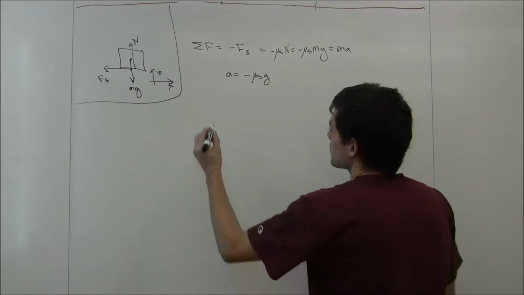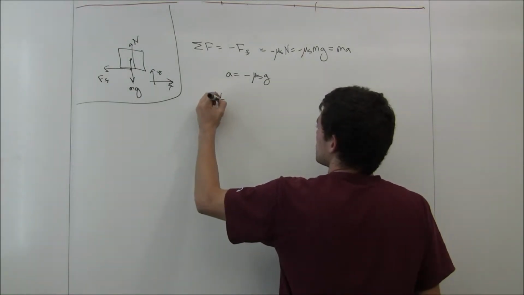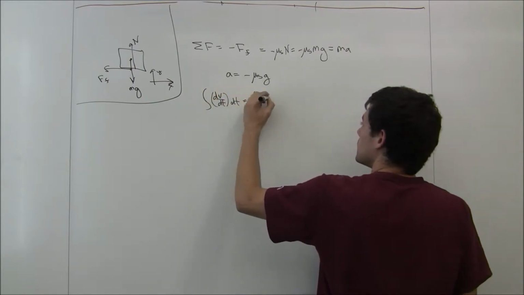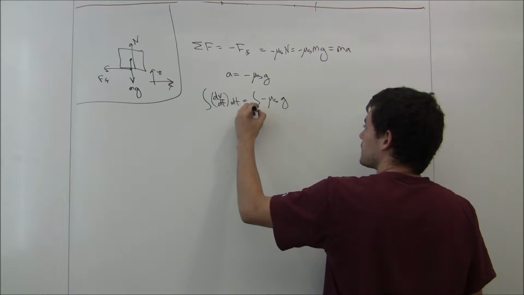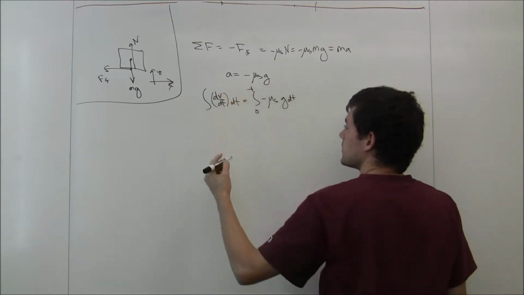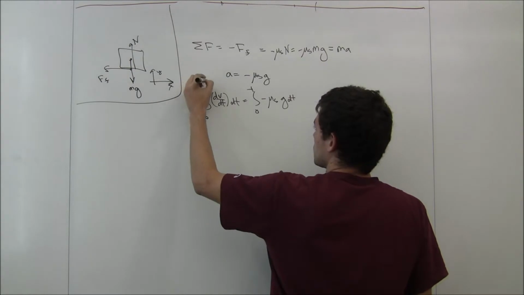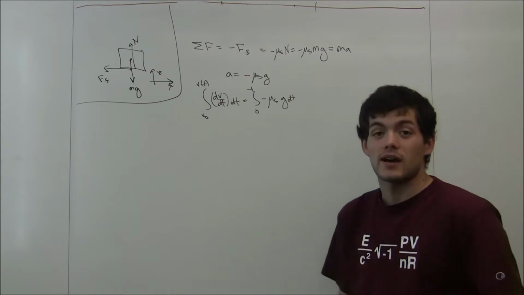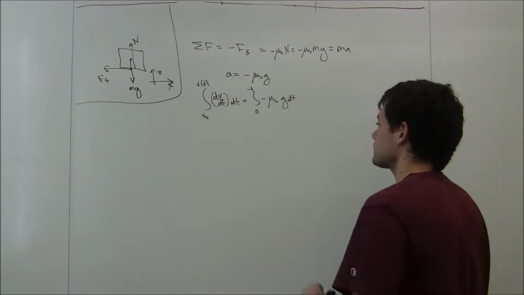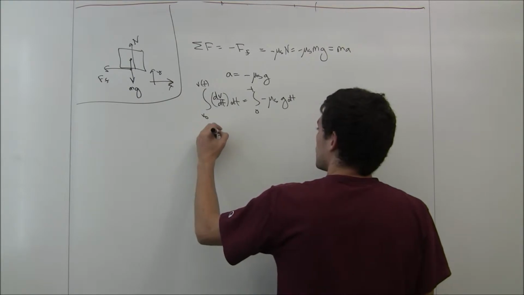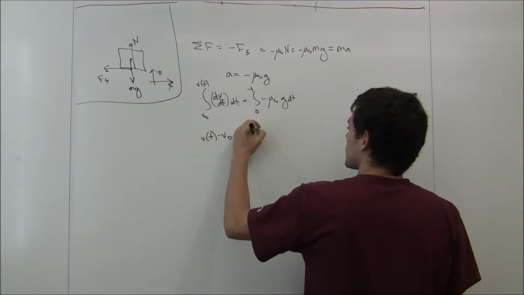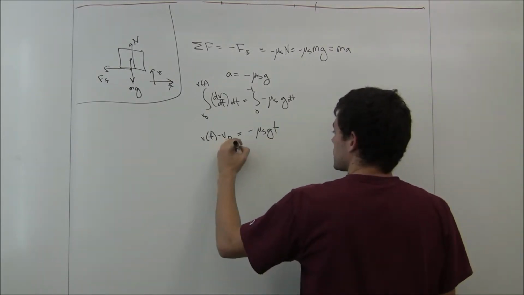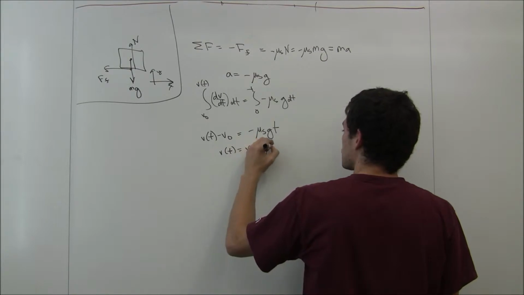Now we're going to have to do a little bit of calculus. This is equal to dv/dt, which tells us that we can take the integral dt of these two things. This is going to be from 0 to t, and this is going to be from v naught to v at time t. This is going to tell us, as a function of time, what velocity is going to be at any given point. So this tells us v of t minus v naught is equal to minus mu sub s g t, which ultimately tells us v of t is equal to v naught minus mu sub s g t.